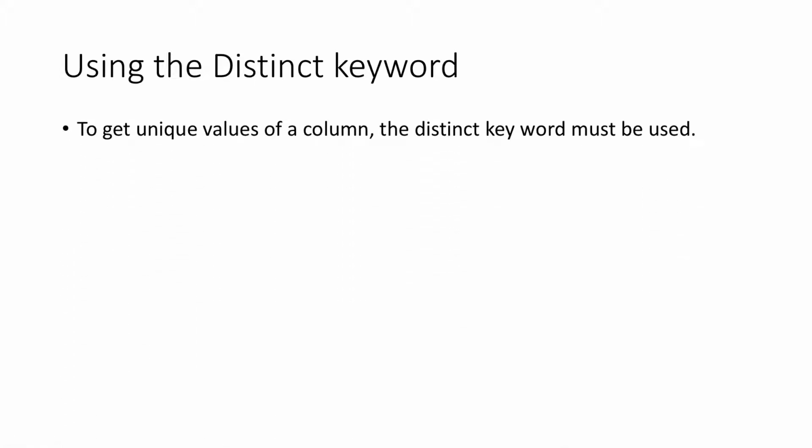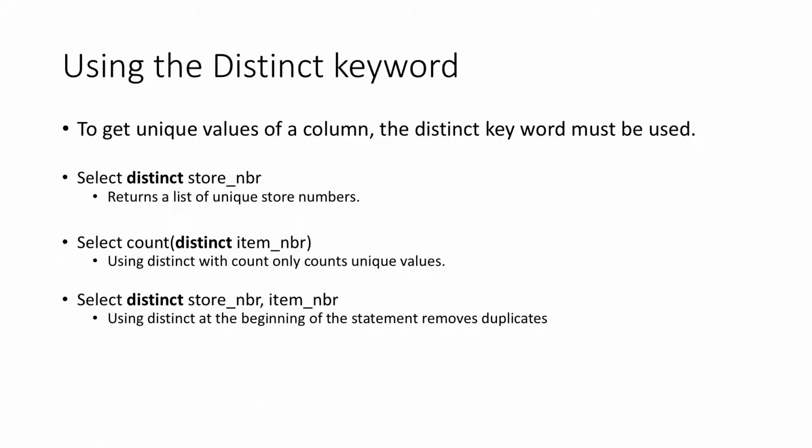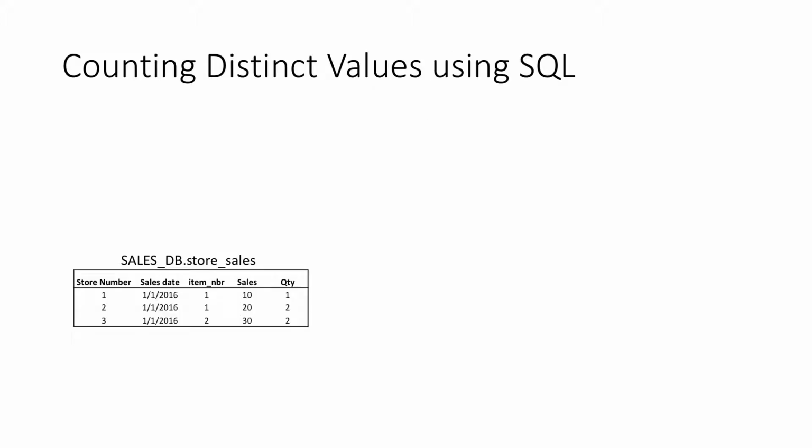Using the distinct keyword, to get unique values of a column, we can use the distinct keyword. So select distinct store number returns a list of unique store numbers. Select count distinct allows us to count distinct item numbers. And this is a way to remove duplicates. So if we had store number and item number, we can say select distinct store number and item number, and it would only return the unique rows of store number, item number combinations.